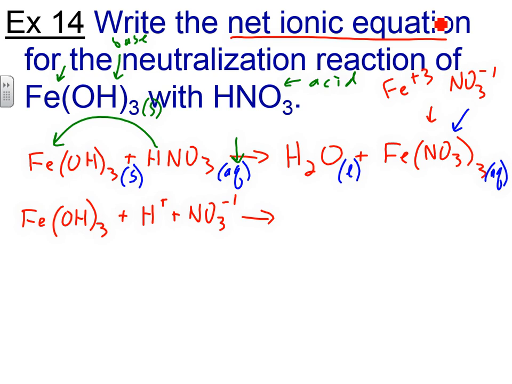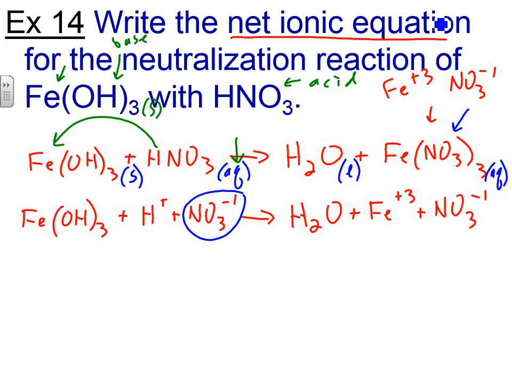Water does not get split up, since it is not aqueous. And then iron nitrate does get split up, so you'll see the +3 and the nitrate with the -1 here. Okay, so the last step, remember, is anything that looks the same on both sides gets canceled out. In this case, that is just the nitrate. Only the nitrate is the spectator ion.